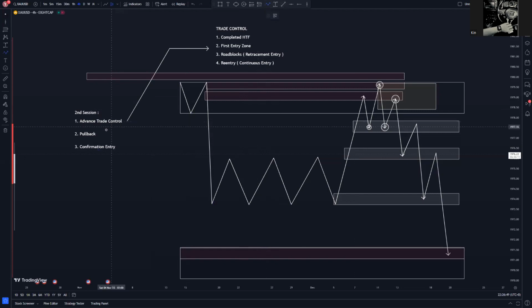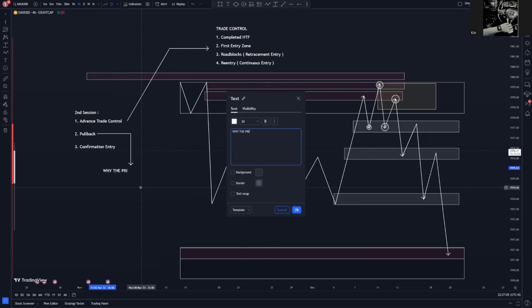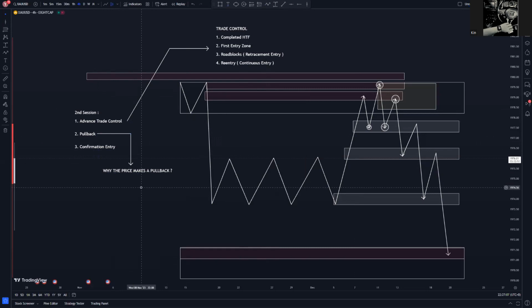Okay, about the pullback. Talking about pullback, there will be a question that we're going to answer, which is: why does the price make a pullback? Why does the price make a pullback? We need to answer this question, all right?